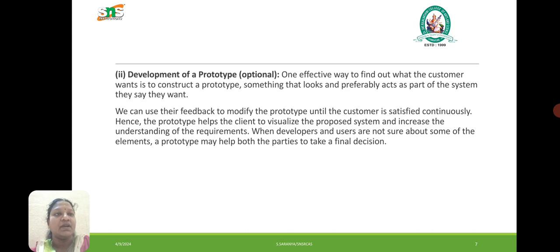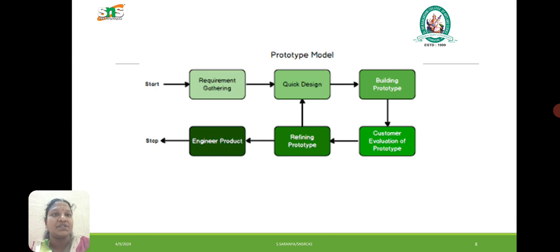Development of prototype. One efficient, effective way to find out what the customer wants is to construct a prototype, something that looks and probably acts like a part of the system they say they want. We can use their feedback to modify the prototype continuously until the customer is satisfied. Hence, the prototype helps the client to visualize the proposed system and increases the understanding of the requirements. When developer and user are not sure about some of the elements, a prototype may help both parties to take the final decision.